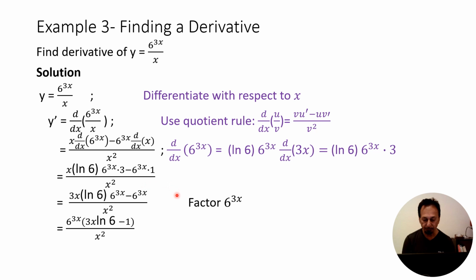And now it looks like we can simplify. You can move around the 3, we can make it 3x natural log of 6 times 6 to the 3x, minus 6 to the 3x. 6 to the 3x can be factored out, and you're left with 6 to the 3x times 3x natural log of 6 minus 1, over x squared.